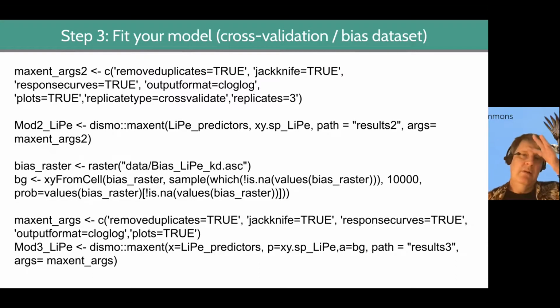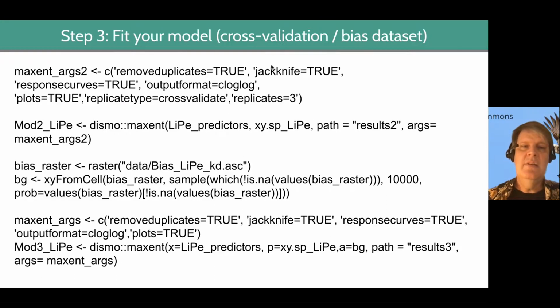And here I just want to highlight some other examples of calling Maxent and either generating some cross-validation results or using a bias data set or a bias layer to inform your background points. So this is the new arguments that we're going to use in this new function.